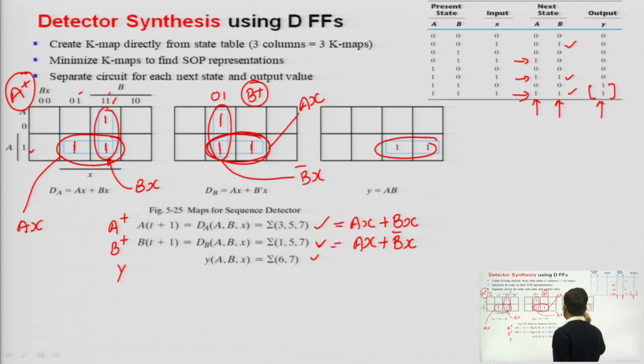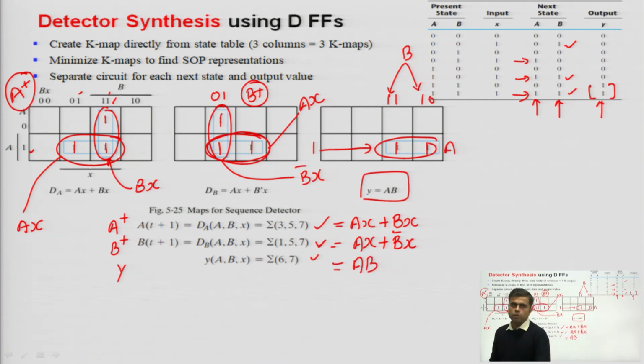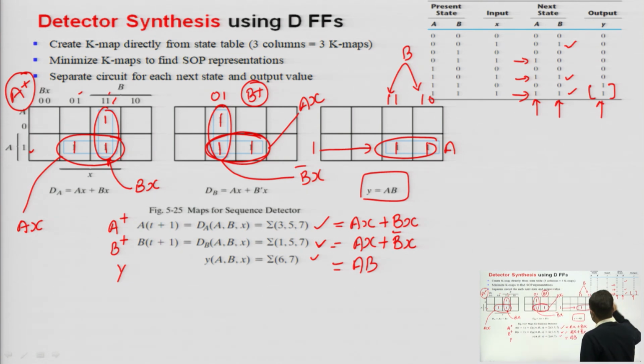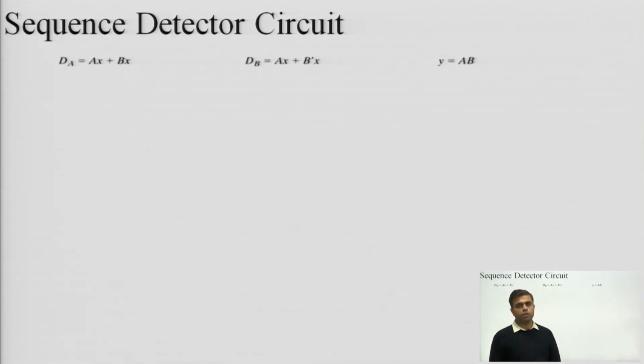Similarly for Y, 6 7. So this is 6 and this is 7, which corresponds to A, common from the row side, because A is 1, and from this 1 1 and 1 0, this 1 is common, which corresponds to B. That means the final result is Y is equal to AB. So these are the three expressions obtained from the K maps, and these K map minterms were derived from the state table only. Now I can convert these expressions into a circuit.